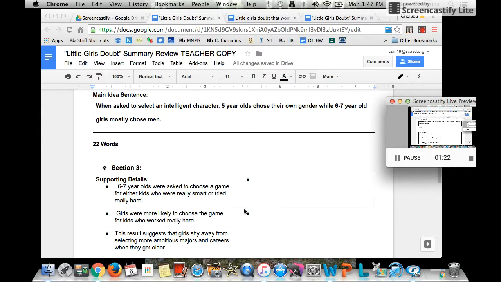So check to make sure, did you have similar supporting details? If you did not, fix it. If you did, then go ahead and pause and write your main idea statement for section 3 based on who or what these are mostly about and what the details have in common. Again, trying to make it between 17 and 19 words. Do that now, please.